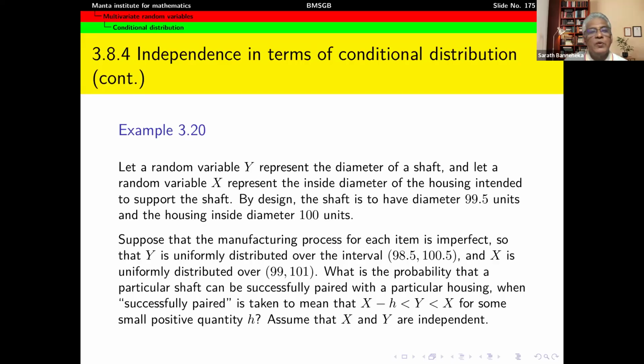Okay, I think we will look at this example in the next part, because this takes some time. This is also an interesting example, but we will look at it in part 2 of this lecture.